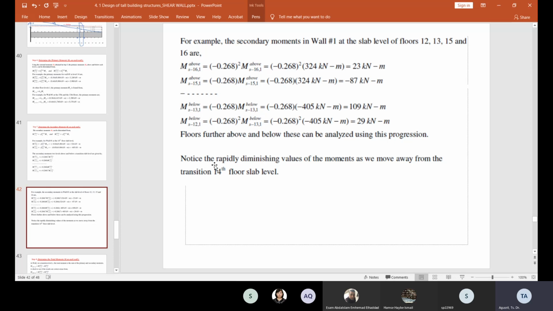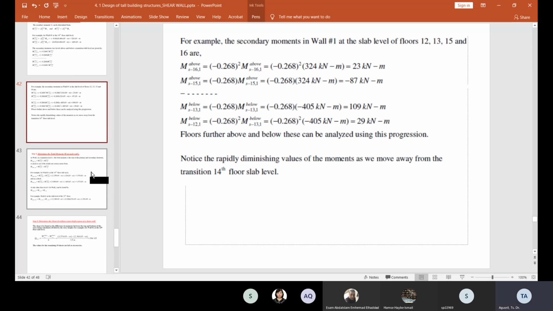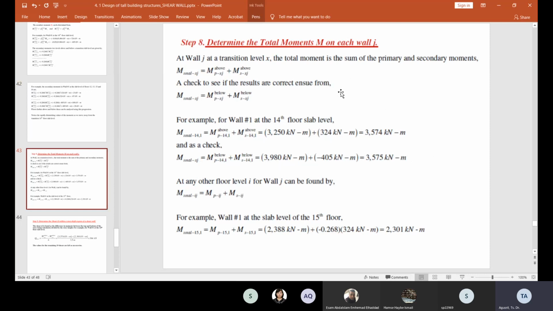So you can see the rapidly diminishing value of moment as we move away from the transition 14th floor slab level. And then after that, the next step is to calculate the total moment on each wall. In this example, we focus on wall number 1. So the total moment is moment above primary plus moment above secondary.